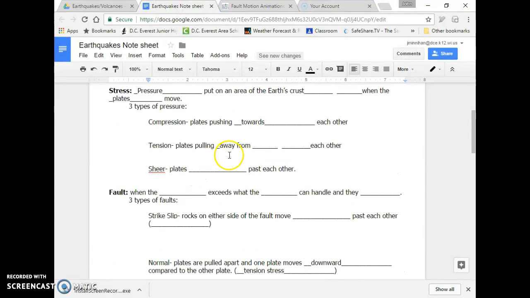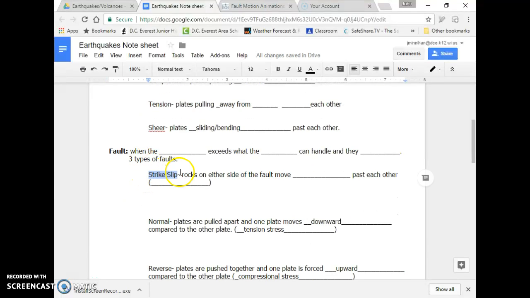Okay, the third type is this shear force. Okay, so the stress we are putting on here, we would say that it is sliding or bending. Okay, and in this situation we get a strike-slip fault because we are putting shear stress on this fault line, and the movement we get is sideways.